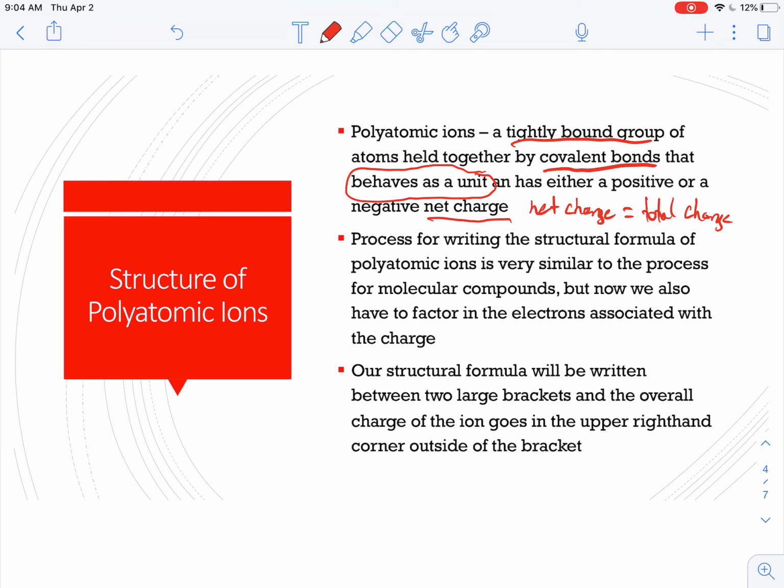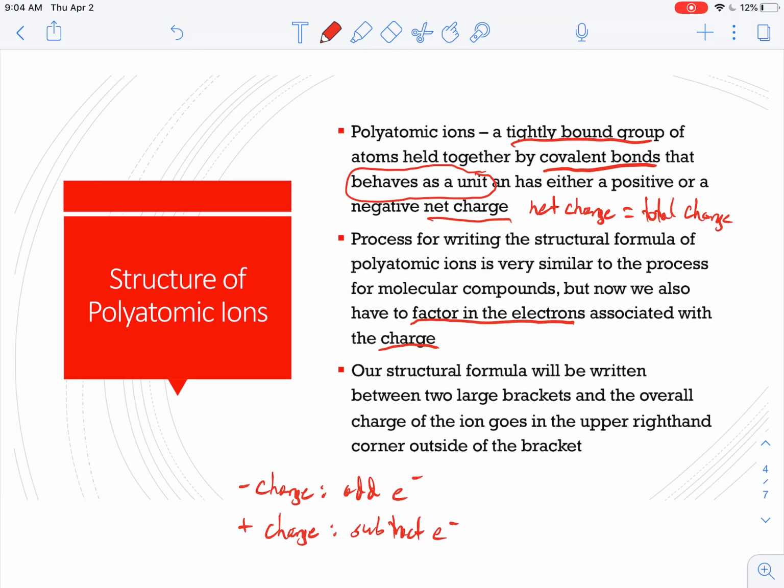So when we think about how we write the structural formula for our polyatomic ions, it's very, very similar to what we just did for molecular compounds. The only thing we have to do now is factor in additional electrons that are the result of our charge. So if we have a negative charge, that means we have to add electrons. If we have a positive charge, what that means is we have to subtract electrons. So just a quick review from the last unit.